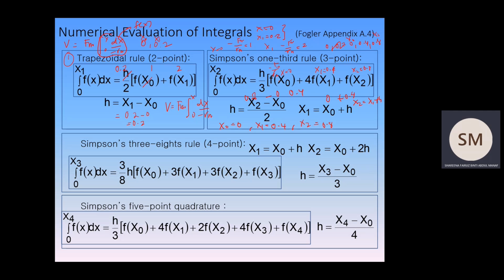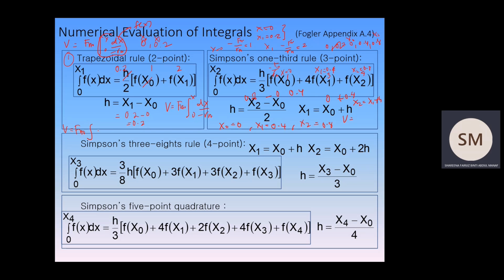Let's say this is 1, so 1 plus 4 times, let's say this value is 3, so 4 times 3, plus this one is 4. So you will have the volume V as the final answer. Alright, so let's say for Simpson's 3/8 rule, 4 points, for a PFR here.